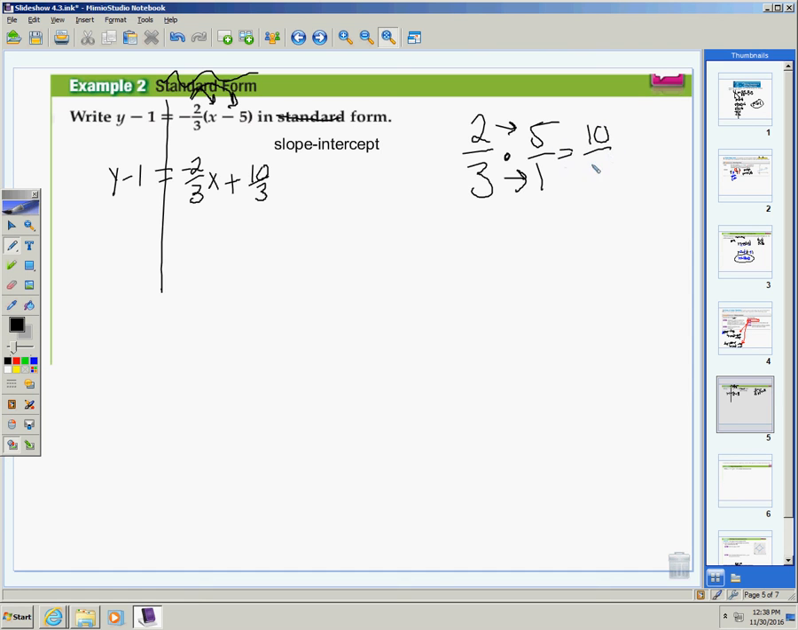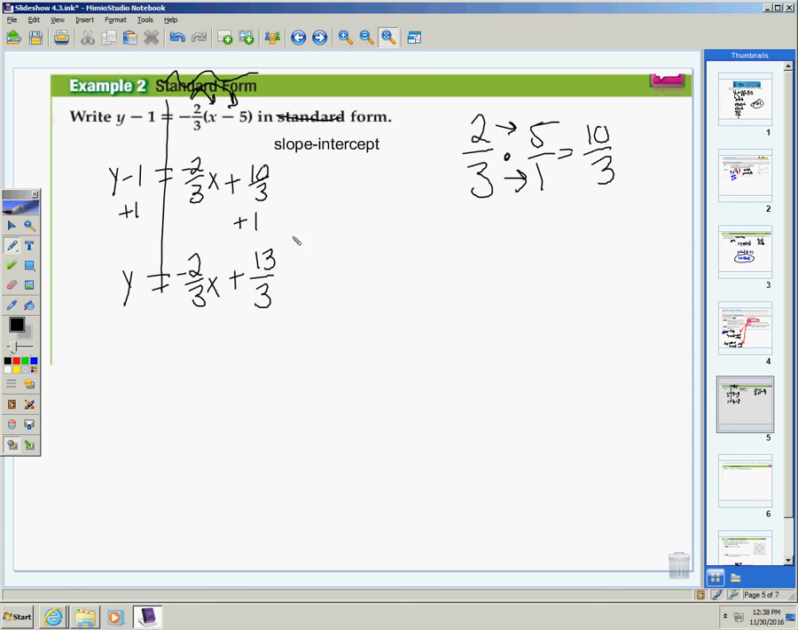So now I'm almost in slope-intercept form. The only thing I need to do is add 1 to each side. I get y equals negative 2/3 x plus 13/3. Notice I'm not using a decimal, I'm leaving it as a fraction.